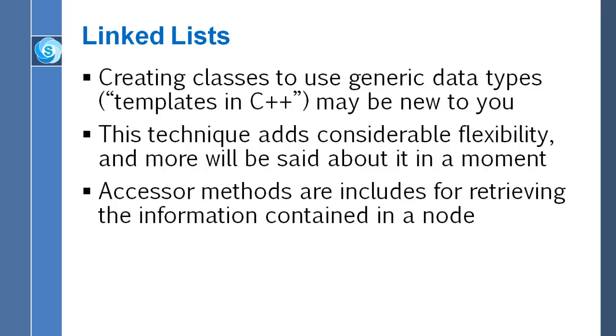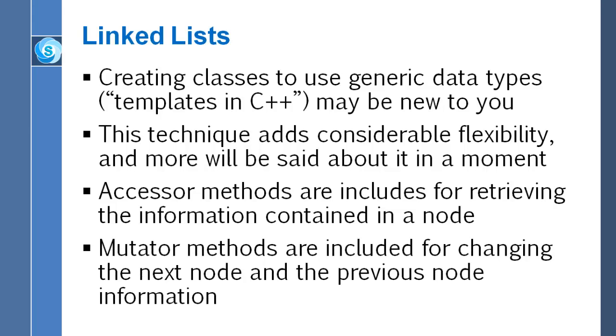Look at the various accessor methods that are used for retrieving the data stored in the node. That should be old hat to you, just returning the information that is stored inside an object. Okay, there are also some mutator methods, meaning methods that change the node, specifically to change the next pointer and to change the previous pointer.